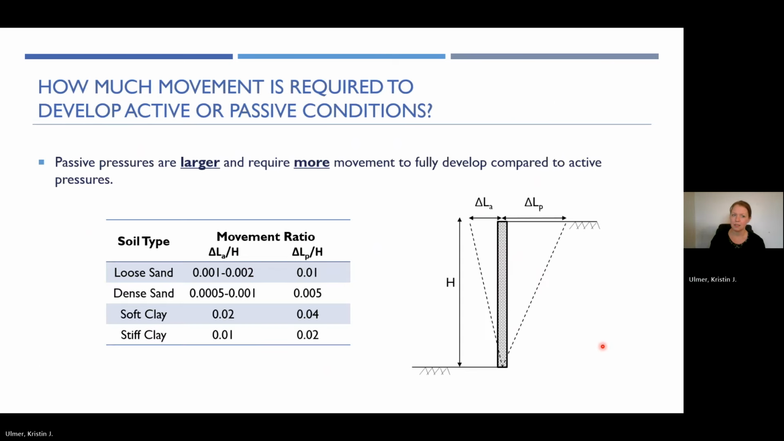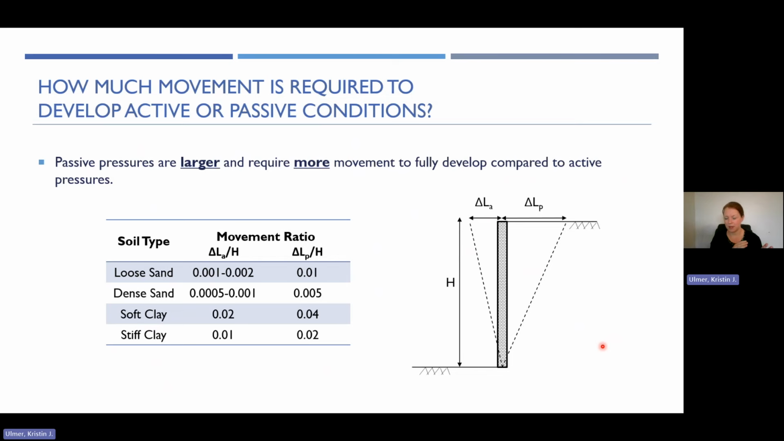So how much movement is required to develop those active or passive conditions? So I mentioned that you have to move the stress high enough or low enough, right, so that you get your Mohr circle to actually touch the failure envelope, right? So that's sort of the assumption here in the Rankine theory, that you're activating your full shear strength. Well, typically your passive pressures are going to be larger and require more movement, right, to fully develop that shear strength compared to your active pressures.